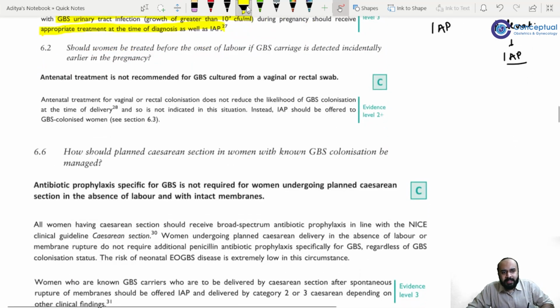Same thing that I just mentioned, that antenatal treatment is not recommended for GBS cultured from a vaginal or rectal swab. Only the UTI has to be treated. If it comes positive in the vagina or rectum, you do not treat it.